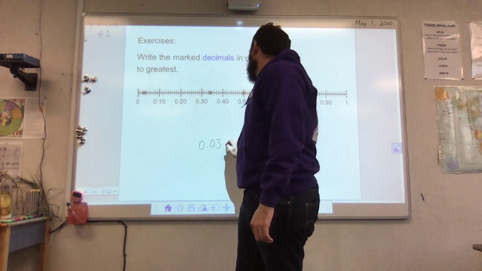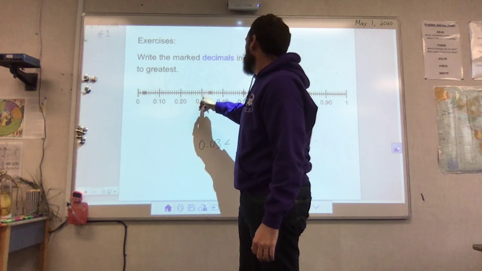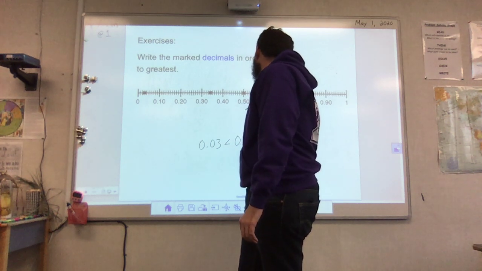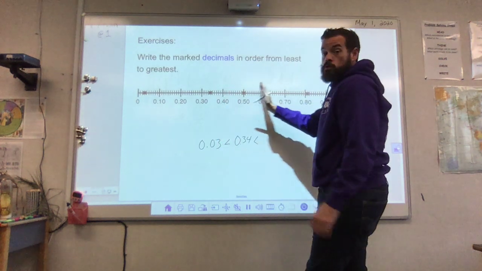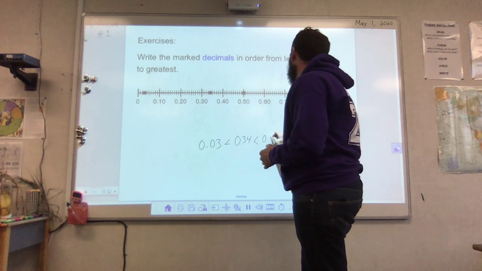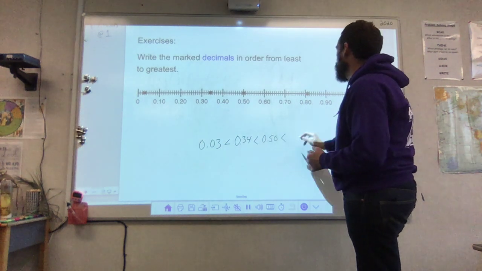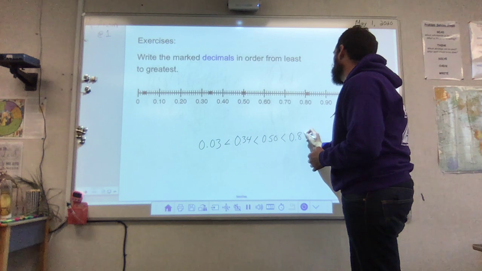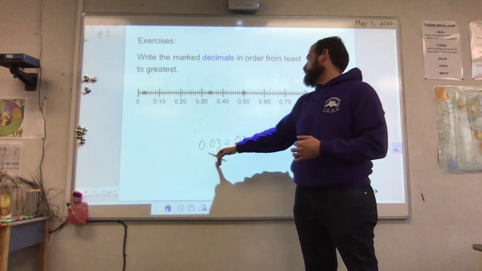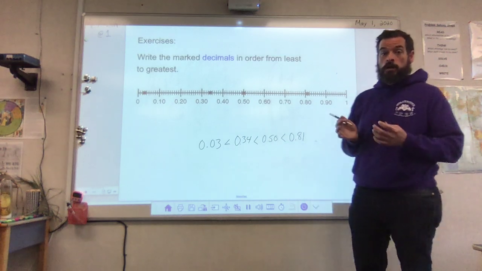And I'm going to use my less than, because as we go to the right, we're getting bigger. So here I've got 30 hundredths, 31, 32, 33, 34. So 0.34. Continue moving to the right to get to a bigger decimal, 0.50, 50 hundredths. And then finally, I've got 81 hundredths, so 0.81. And if I wanted to read this whole statement, I'd say 3 hundredths is less than 34 hundredths, is less than 50 hundredths, is less than 81 hundredths.